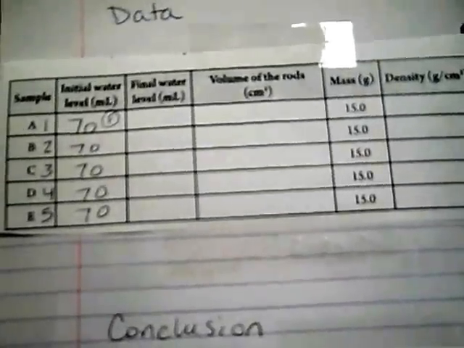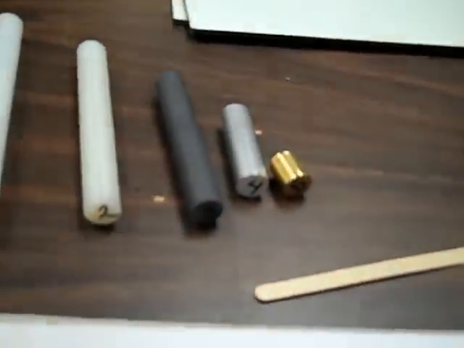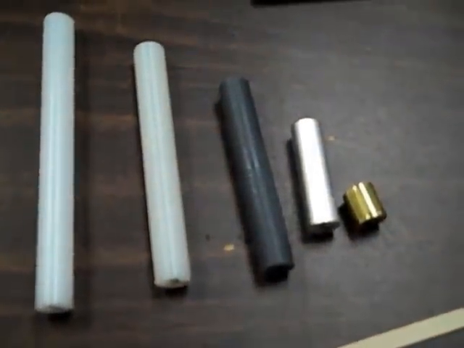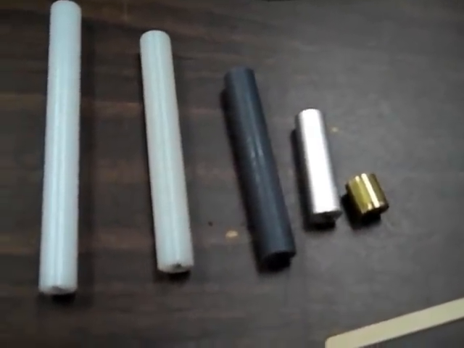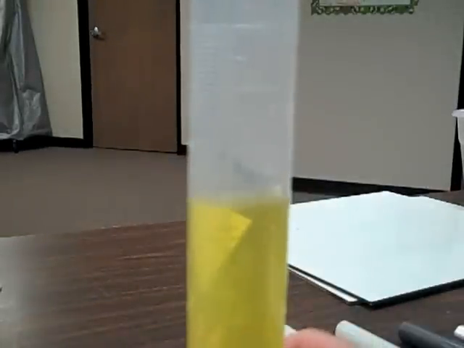Okay, so now we're ready to begin. I did go ahead and fill in some of my data table. I set my graduated cylinders all at 70. And then my rods are actually numbered, not lettered, so I just added that to the data table. You don't really have to worry about it, but A is 1, B is 2, and so forth. So they go from tallest to shortest. And so we're going to use the displacement method to calculate their volume, because I don't know what their volume is. So I'm going to use this graduated cylinder.